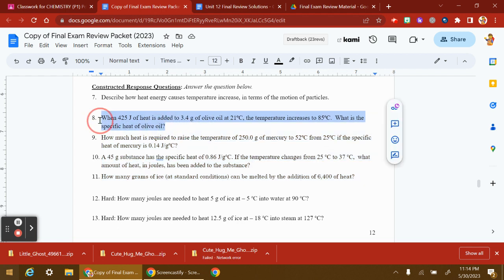All right, so question 8. When 425 joules of heat is added to 3.4 grams of olive oil at 21 degrees Celsius, the temperature increases to 85 degrees Celsius. What is the specific heat of olive oil? So let me get a blank page to work on. All right, so here we go.